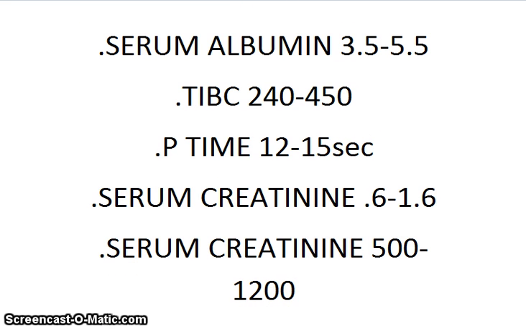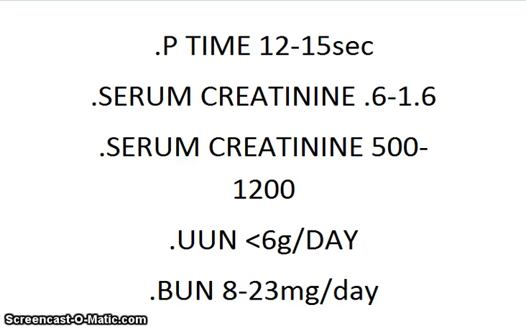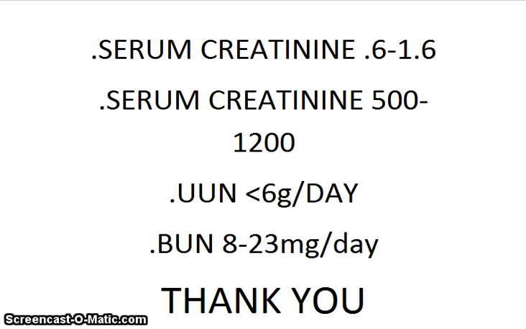Last is serum creatinine level. Serum creatinine level normal value is 0.6 to 1.6. A decrease in serum creatinine level signifies decrease in muscle mass. An increase in creatinine level signifies renal failure. Now, for urea nitrogen, a decrease signifies increased level of catabolism and decrease in protein intake.